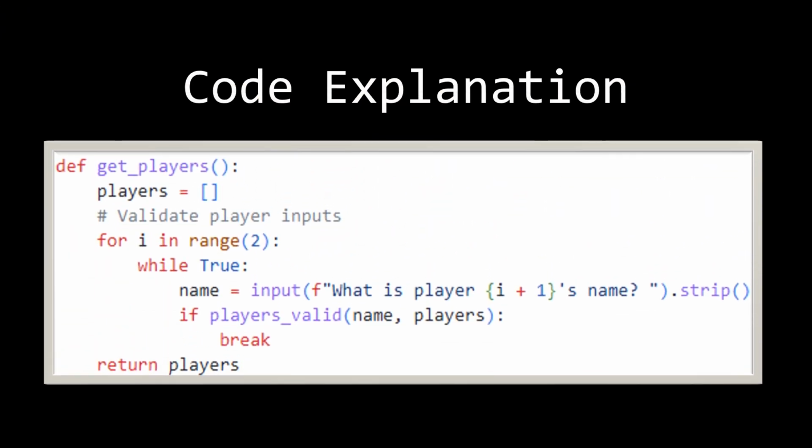The getPlayers function will request from the user two names, hence the for loop. Using the while loop, the names are validated using the playersValid function. Once two valid names are received, a list players is returned populated with the two player names.